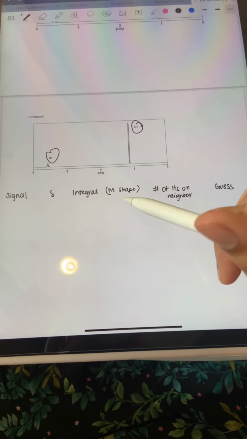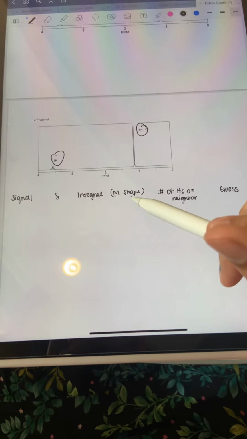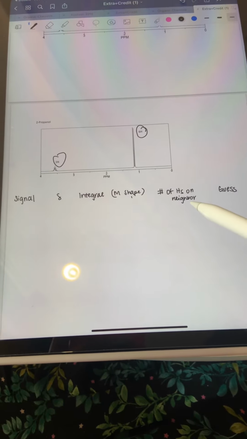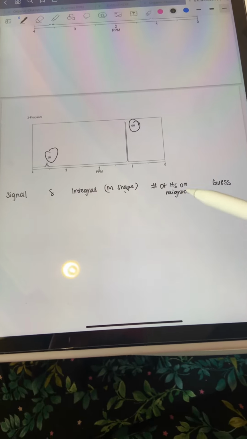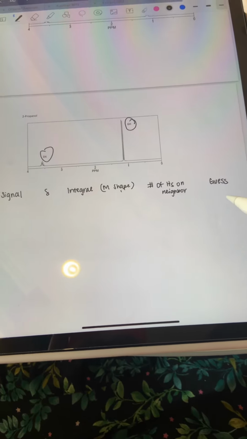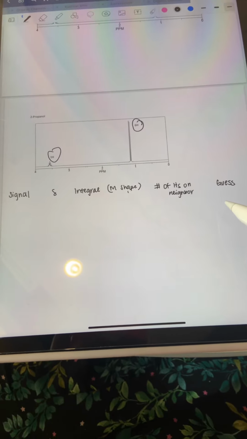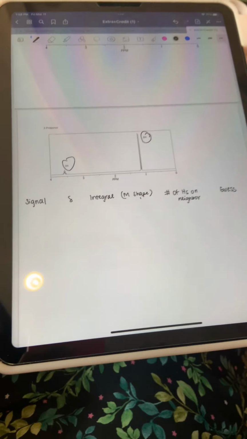Okay, and then the M for shape, this is just going to give you the multiplicity of that hydrogen. And then the number of H's on the NMR, I'll explain how to get this once I get there because it does require a small equation. And then you're going to guess what functional group is going to be found in that area.